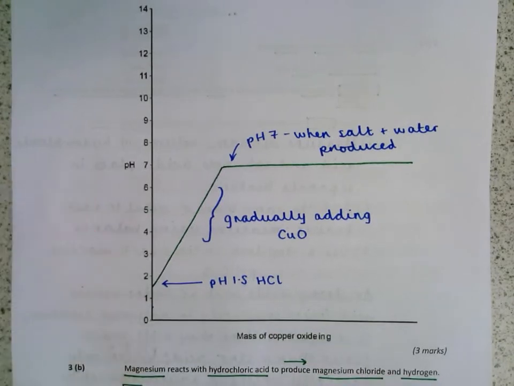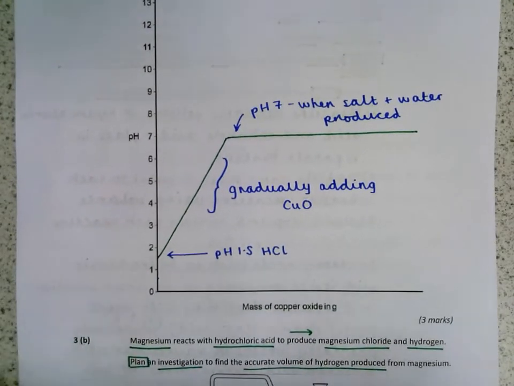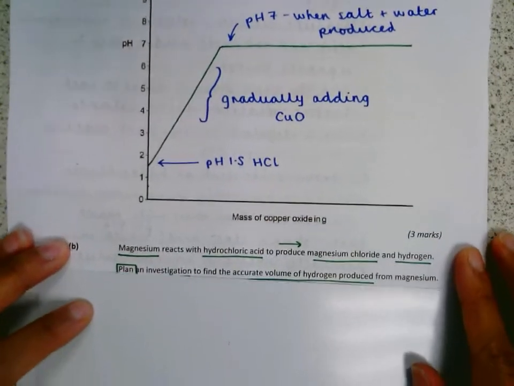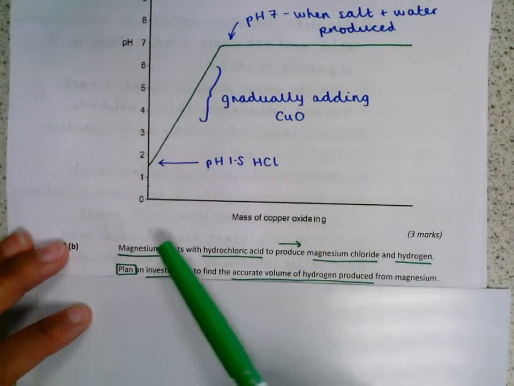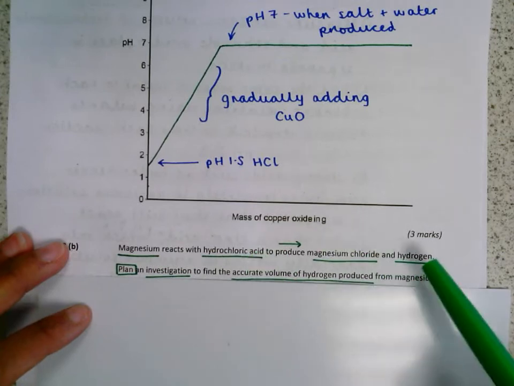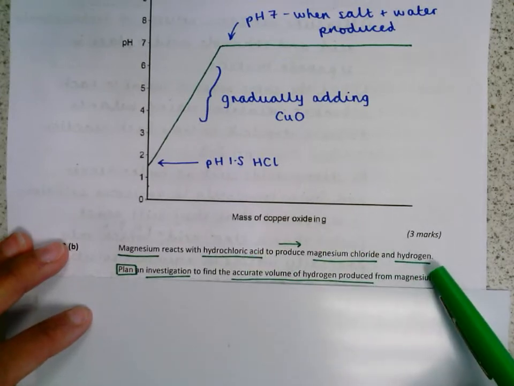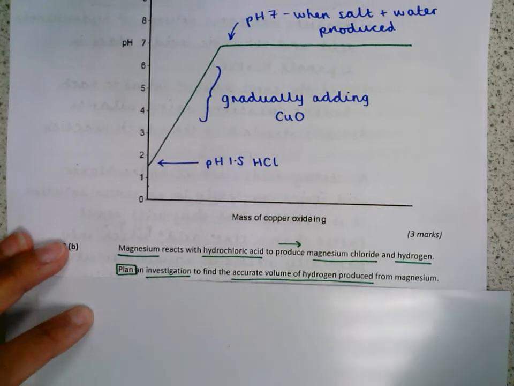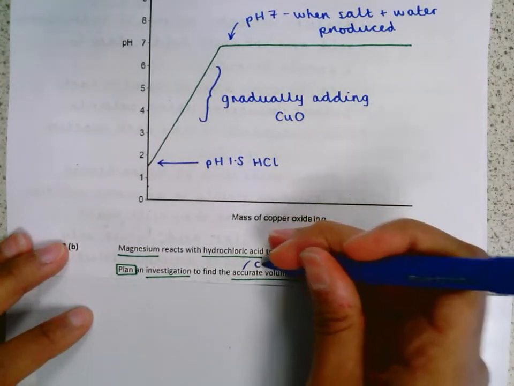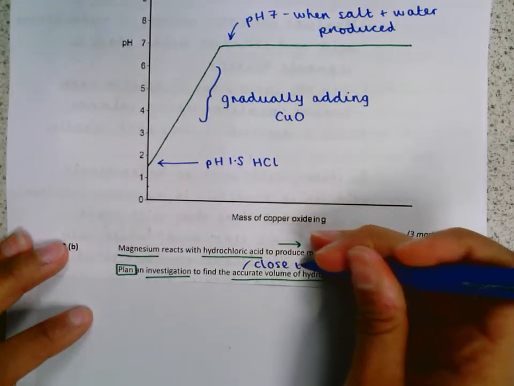Now the next question, magnesium reacts with hydrochloric acid to produce magnesium chloride and hydrogen. So metal plus acid changes into salt plus hydrogen, not neutralisation. Plan an investigation to find out the accurate volume of hydrogen produced. So accurate means close to true value.